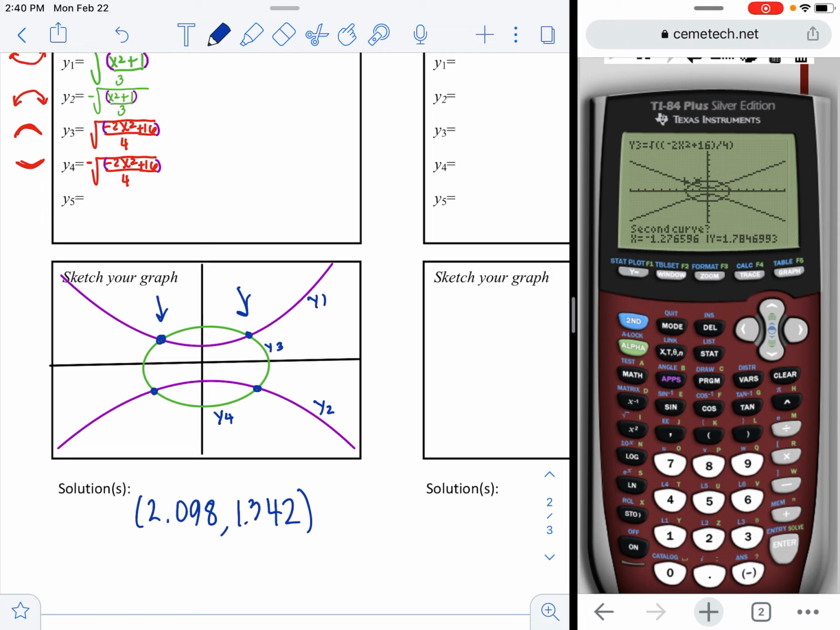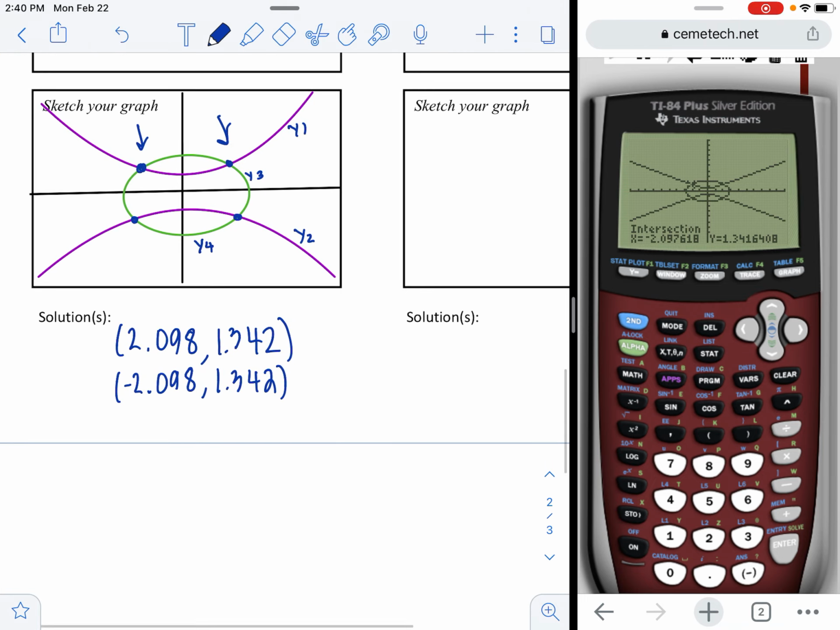Well, I don't even see it right now. So I'm going to say, you are on Y3, but where are you? So there we go, I needed to move it a little bit. And now I see it flashing right there. I can hit enter, and then hit enter one more time. And it's at negative 2.098, comma, 1.342.